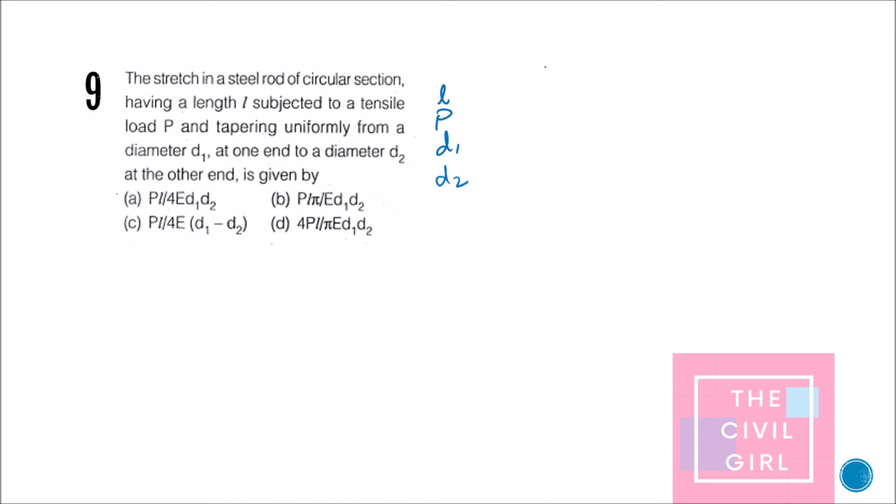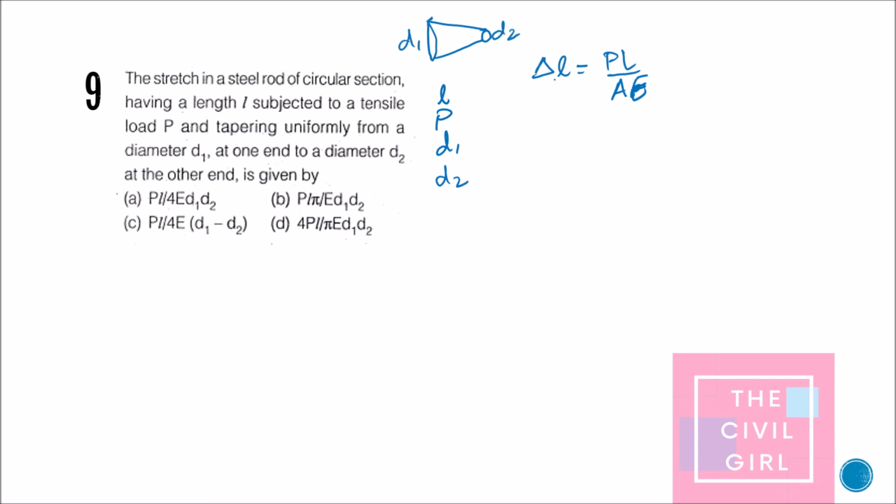Next question, they have asked for change in length. So the general formula for change in length is PL by AE. But the problem here is the rod is tapering. A circular rod is tapering from one diameter to another, so from D1 to D2. So we have to find what is the change in length.